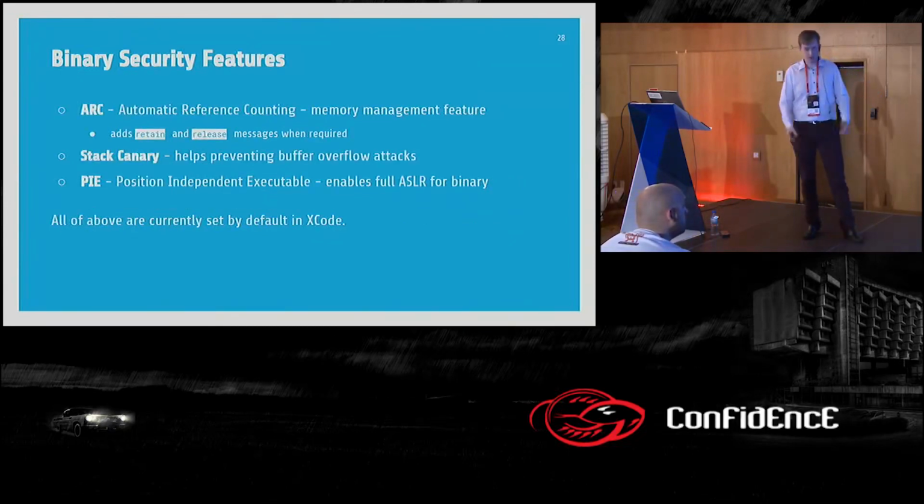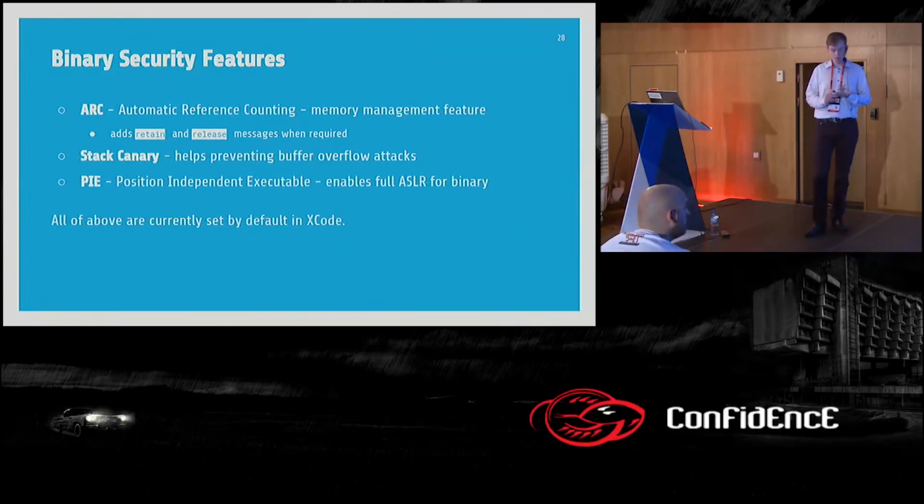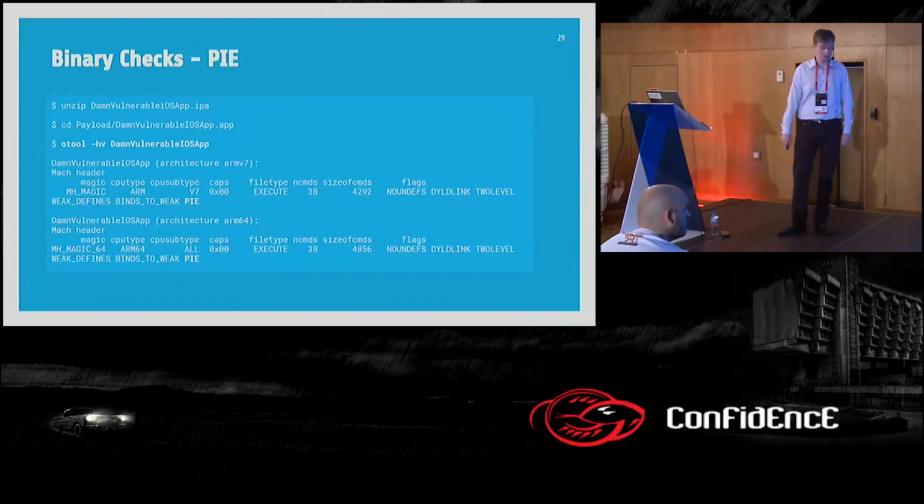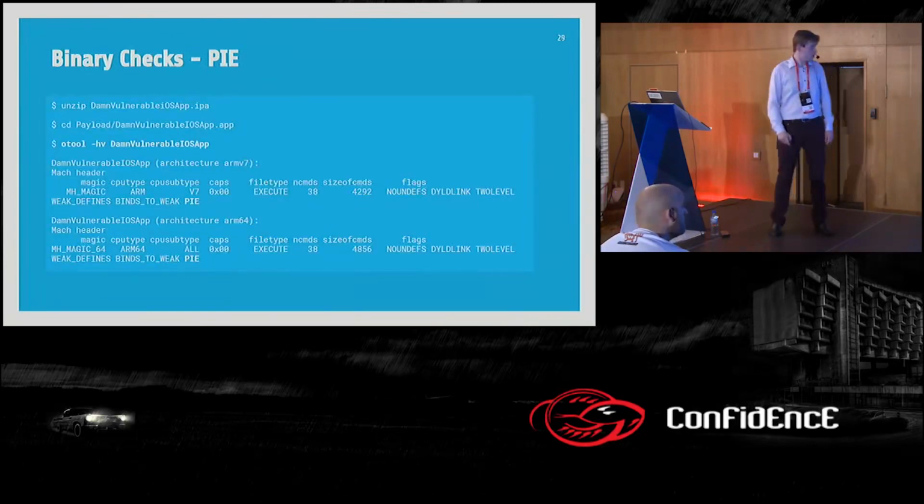Okay, so we have an unencrypted binary. Now we can start analyzing it. The binaries on iOS have three security features set by the compiler during compile time. Automatic reference counting counts the number of allocations and deallocations of objects to prevent memory corruptions. Stack canary prevents buffer overflows, and PIE, which is position independent executable, is full ASLR for the binary. You can check those features.